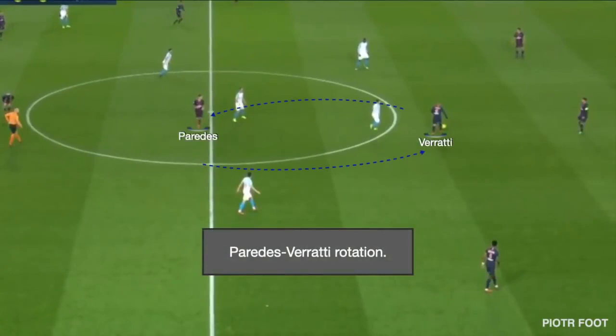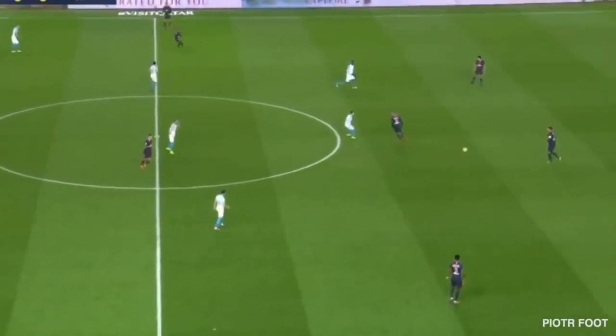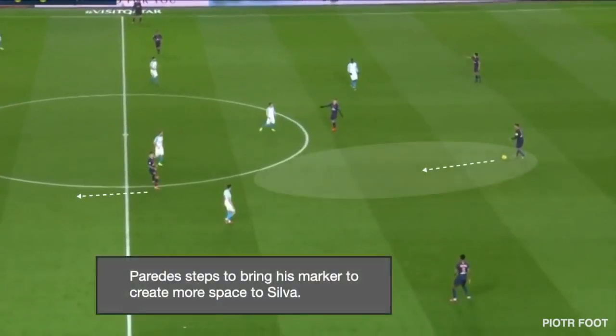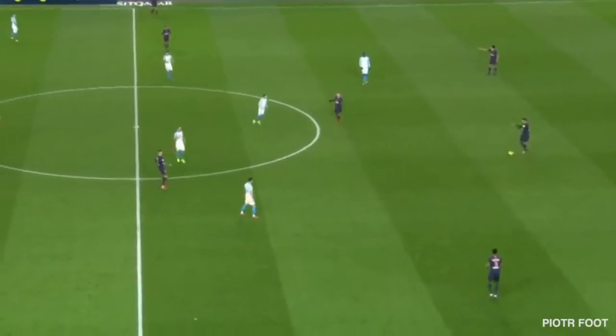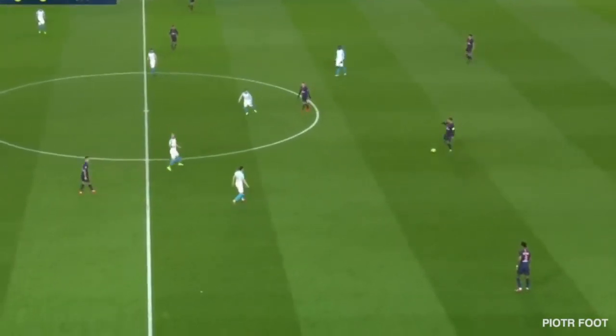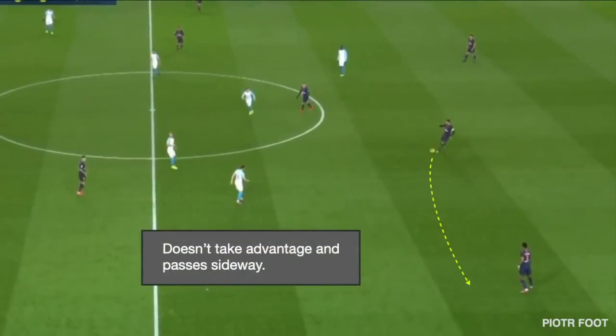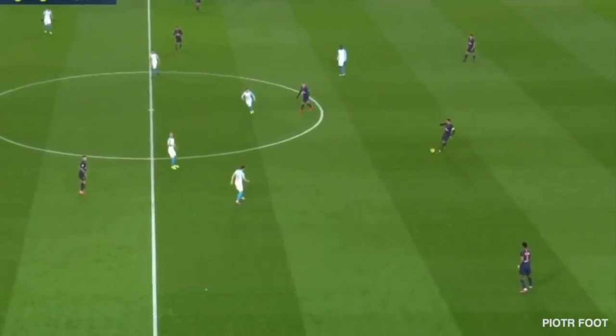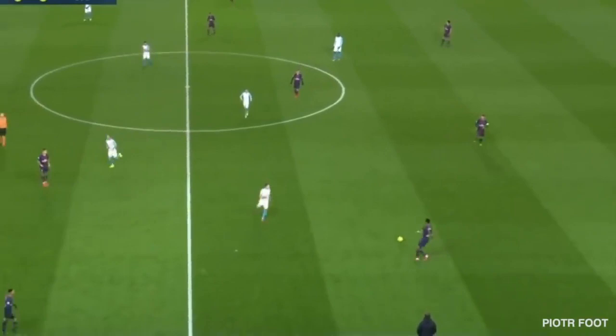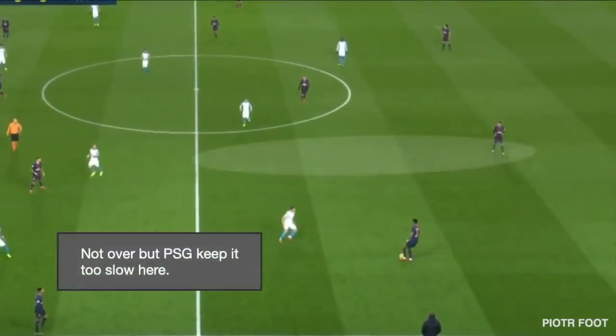Another example with a midfield rotation. Paredes will step and bring his marker to create even more space for Silva. Even Verratti shows what to do. But here, he doesn't take advantage of it and passes sideways. The space is still there, but PSG kept it a little bit too slow in this game, to be honest.